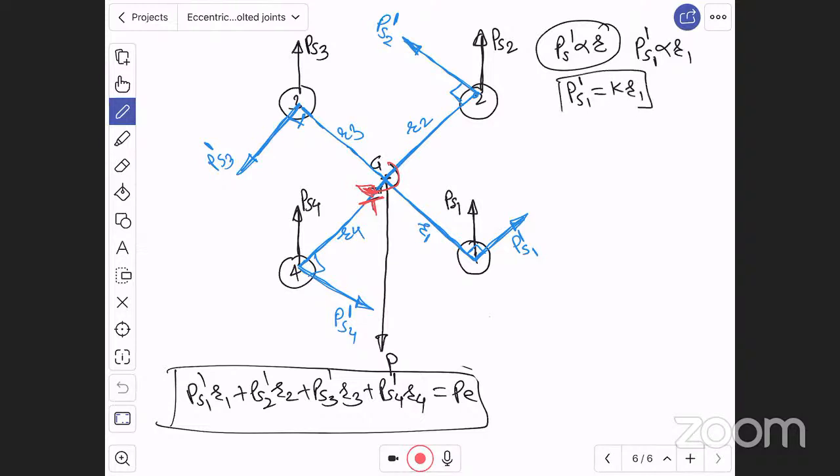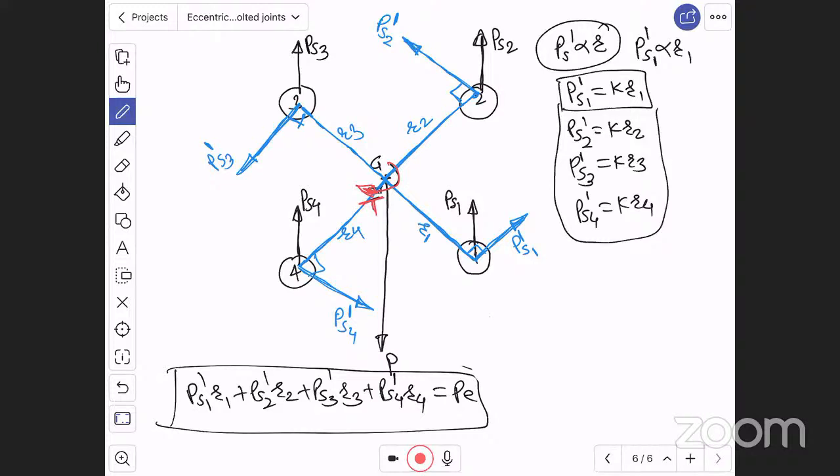K is a constant of proportionality. K into r1. Similarly, PS2 dash is equal to K r2. Similarly, PS3 dash is equal to K r3. Again, PS4 dash is equal to K into r4. This is how we can write. Now put all these values, PS1 dash, PS2 dash, PS3 dash, PS4 dash, that is K r1, K r2, K r3, K r4, in this equation number 1, right?